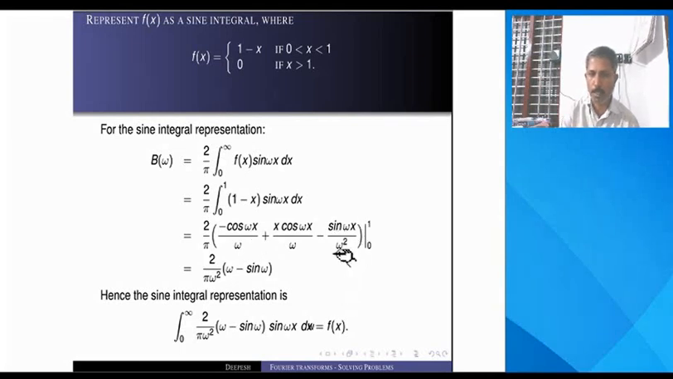Now evaluate it at 1 and 0. So you get the answer omega minus sin omega into 2 by pi omega square, and you just verify this by evaluating. And so the sine integral representation is the integral from 0 to infinity of 2 by pi omega square into omega minus sin omega into sin omega x d omega equal to f of x. So that's all. So this finishes the sine integral representations.